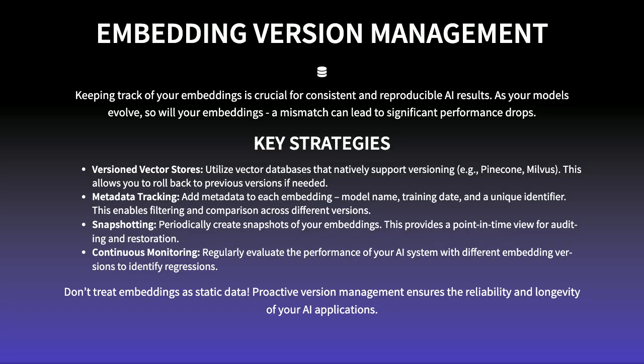different versions are performing. There are several strategies: vector databases that automatically handle versioning, adding detailed metadata like the model name and training date, taking regular snapshots of your embeddings, and continuously monitoring performance to spot any regressions. It's all about keeping things consistent and reliable for your AI applications.